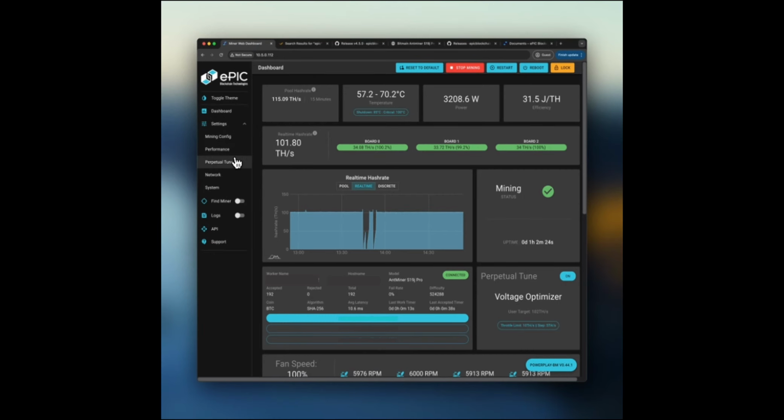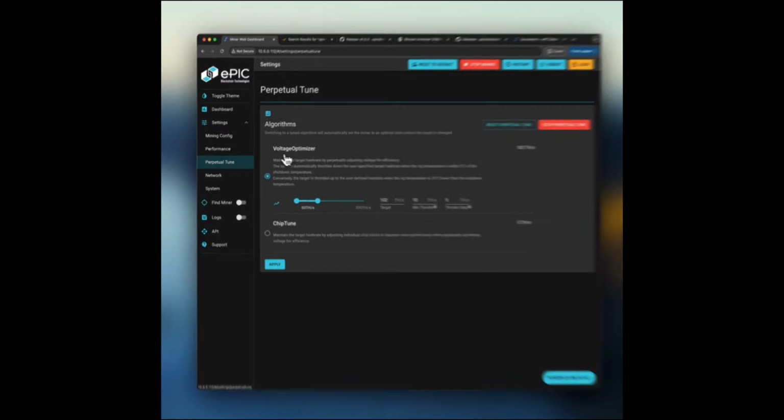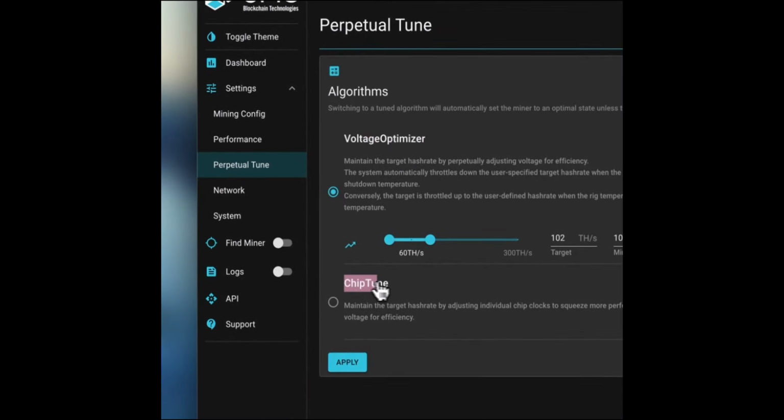In this video, we will guide you through the Perpetual Tune feature and show you how you can tune your miner on our Epic WebDash.